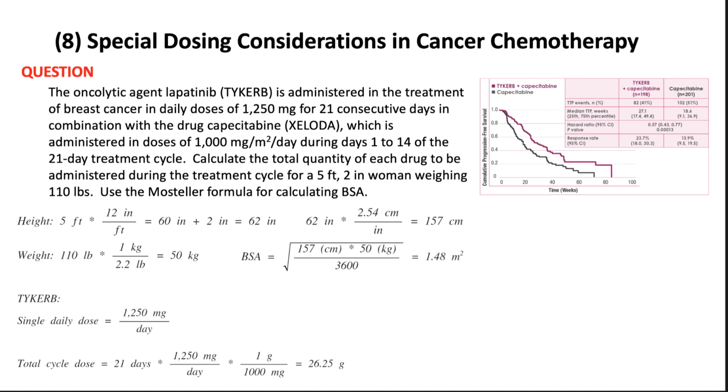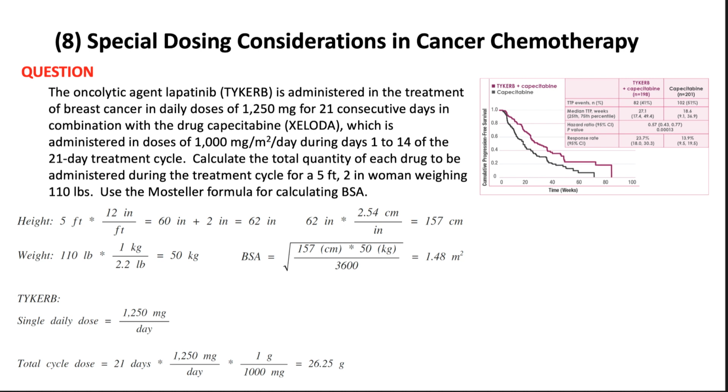Now we can calculate the dose for the Tykerb. That one was just dosed as 1,250 milligrams a day. It's not per kilogram, it's not per meter squared, it's just 1,250 milligrams per day. So for the total cycle dose, we said a treatment cycle lasts for 21 days. So 21 days times the 1,250 milligrams per day would give us the total weight in milligrams.